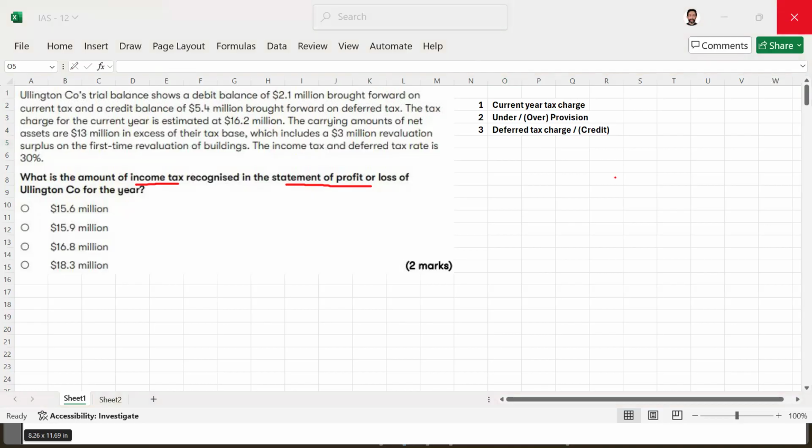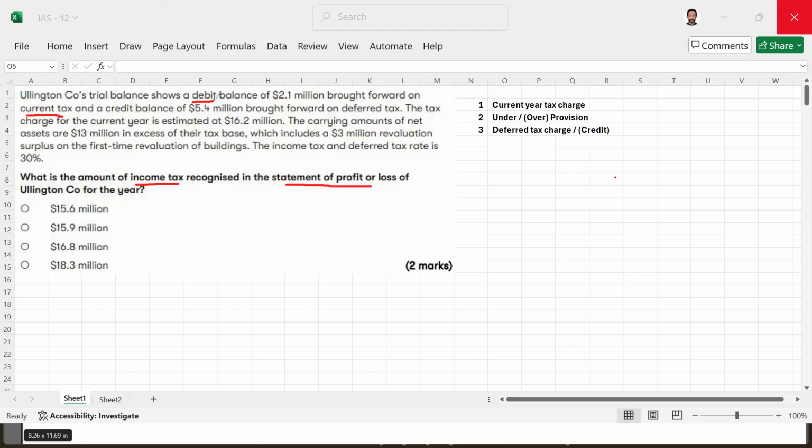So Ulington Co.'s trial balance shows a debit balance of 2.1 million brought forward on current tax. Whenever it is talking about current tax, it always refers to the under or over provision. So how to decide whether it is over provision or under provision? At times the question is going to give you information whether it's under or over, but usually they say that it's a debit balance or a credit balance. Whenever it's a debit balance, this refers to under provision, and if it's a credit balance, this refers to over provision.